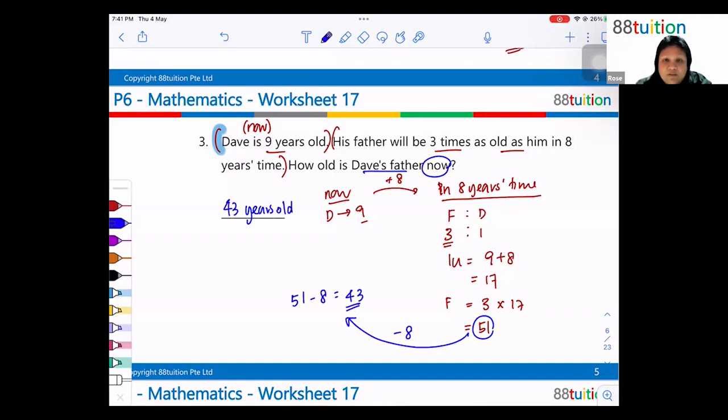Now, this is also another type of what we call the unchanged or constant difference question, whereby regardless of the past or the future, the difference in age between 2 people will always be the same.